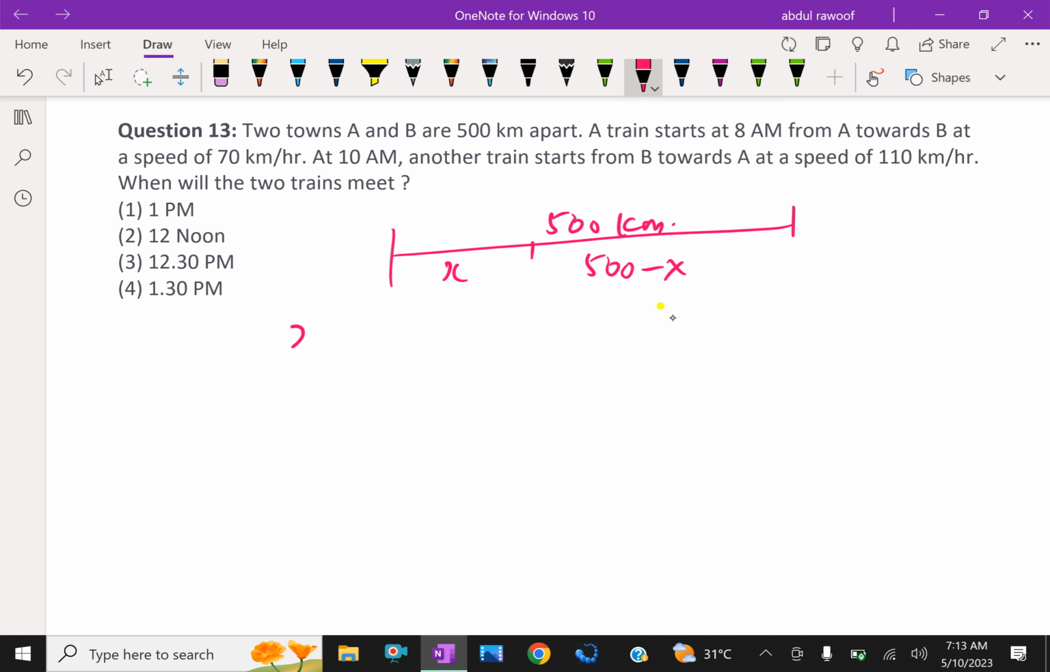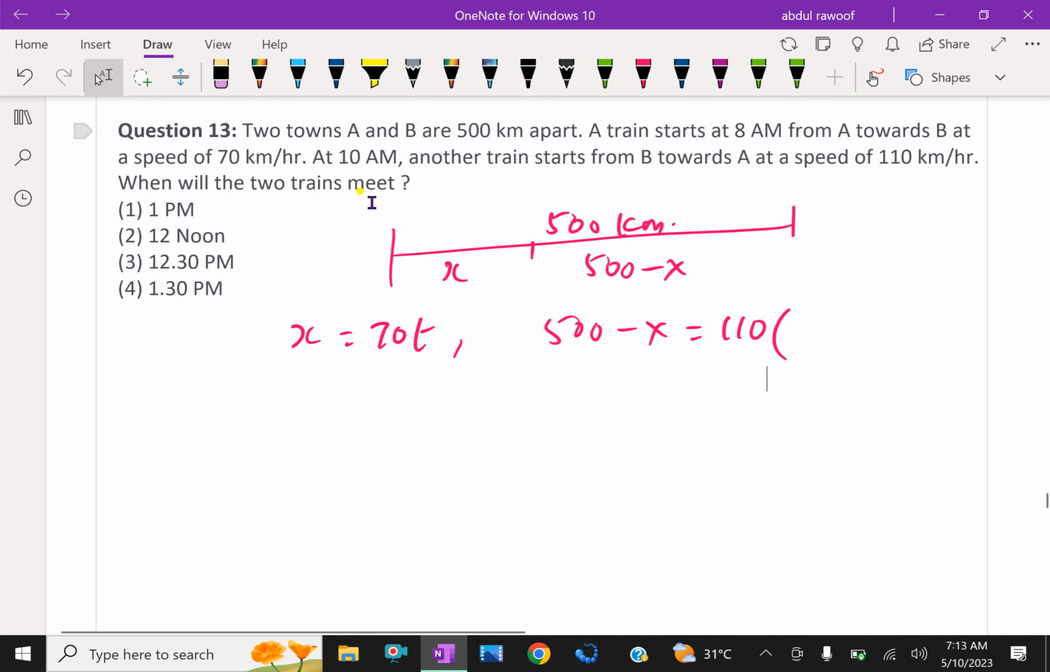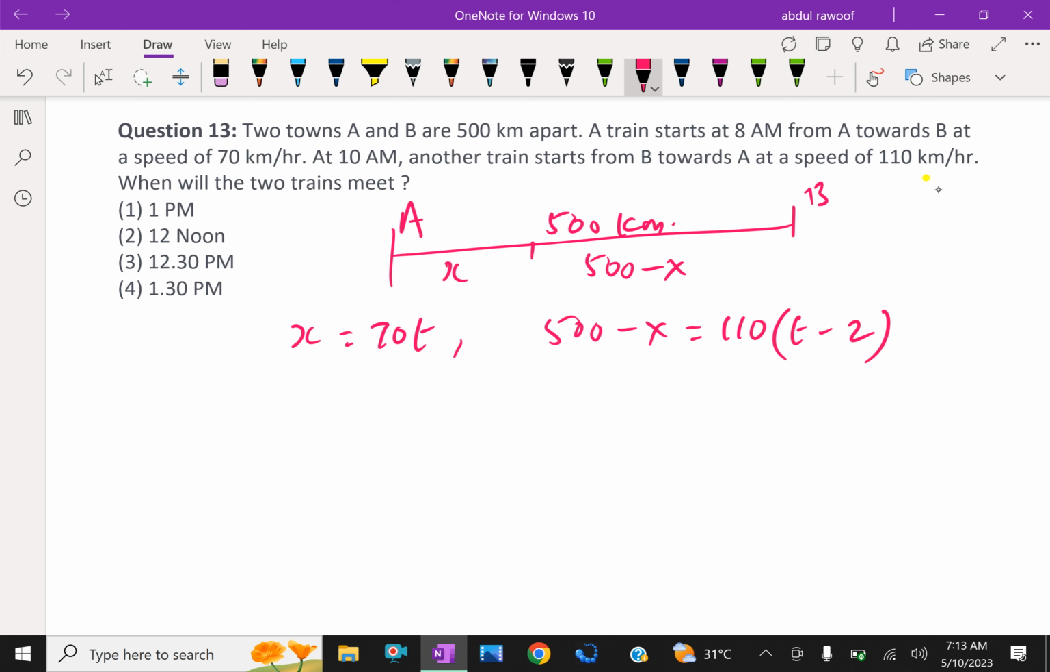First train from A, speed is 70 kilometers per hour, so distance is 70 at time t when they meet. Then 500 minus x equals 110. At 10 a.m., first train started at 8 a.m., so after 2 hours the train from B starts, that is t minus 2. So 500 minus, instead of x we can write 70t, equals 110 into t minus 2.